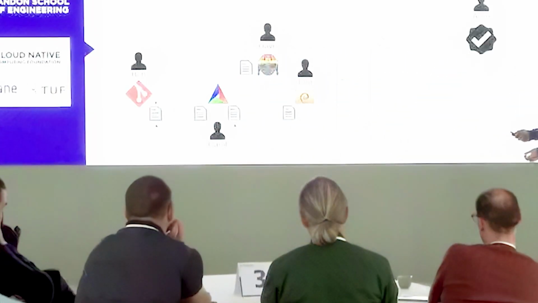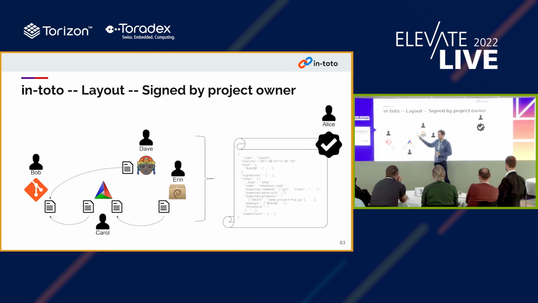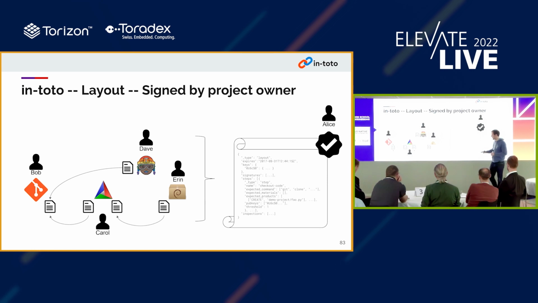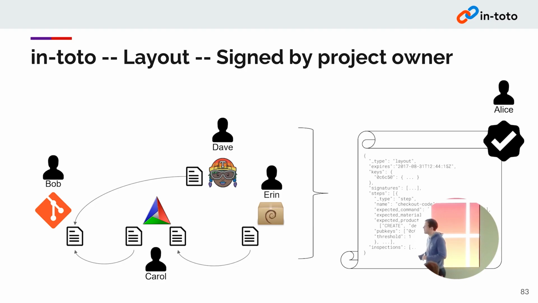Good. Okay. And then you sign this by a project owner, which lets you do things like revoke and change this over time. So if you decide that you don't just have one silly step here that just does linting, but you're actually doing fuzzing as well, and you add a step for fuzzing, then you would add that into your layout. And then next time you generate your software, you would expect that there would be links for your fuzzing as well as links for the other parts that we have here.